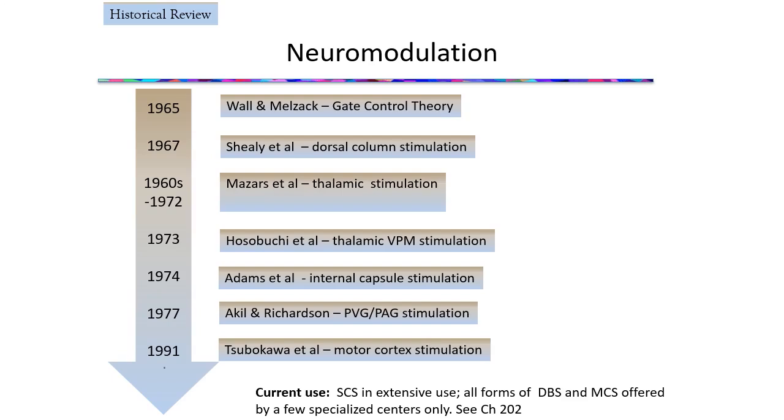In the late 1950s and early 1960s, brain stimulation, and in particular septal stimulation, was used as an experimental treatment for a number of psychiatric disorders, with some patients reporting relief of their existing pain. Mazars started to test the effect of sensory thalamic stimulation for pain, but reported the results only in 1972. Next year, Hosobuchi and colleagues reported their first patients who had received thalamic VPM nuclear stimulation for facial pain. A year later, Adams and colleagues reported their experience with internal capsule stimulation.